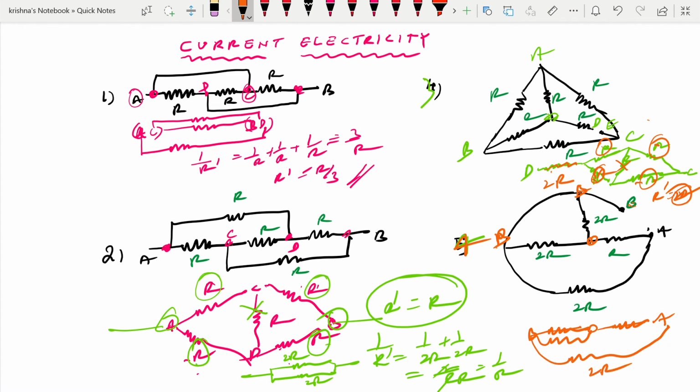Now this is 2R, this is 2R. 2R and 2R in parallel together will become R. This R, and this is also R. R and R becomes 2R again. This 2R and 2R will be in parallel, and the effective resistance will be R.